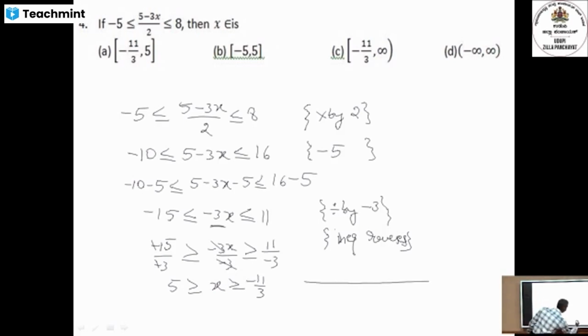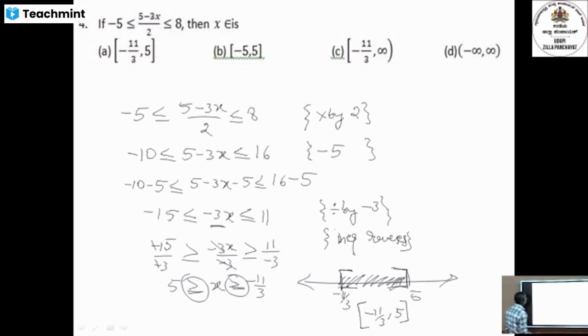If you arrange it, it is -11 divided by 3 and 5. So x is in between these numbers, and both are equalities there. Both are greater than or equal to, therefore -11 by 3 and 5 are both included. So the answer is -11 by 3, comma 5, closed interval. That is nothing but option A, the correct answer.